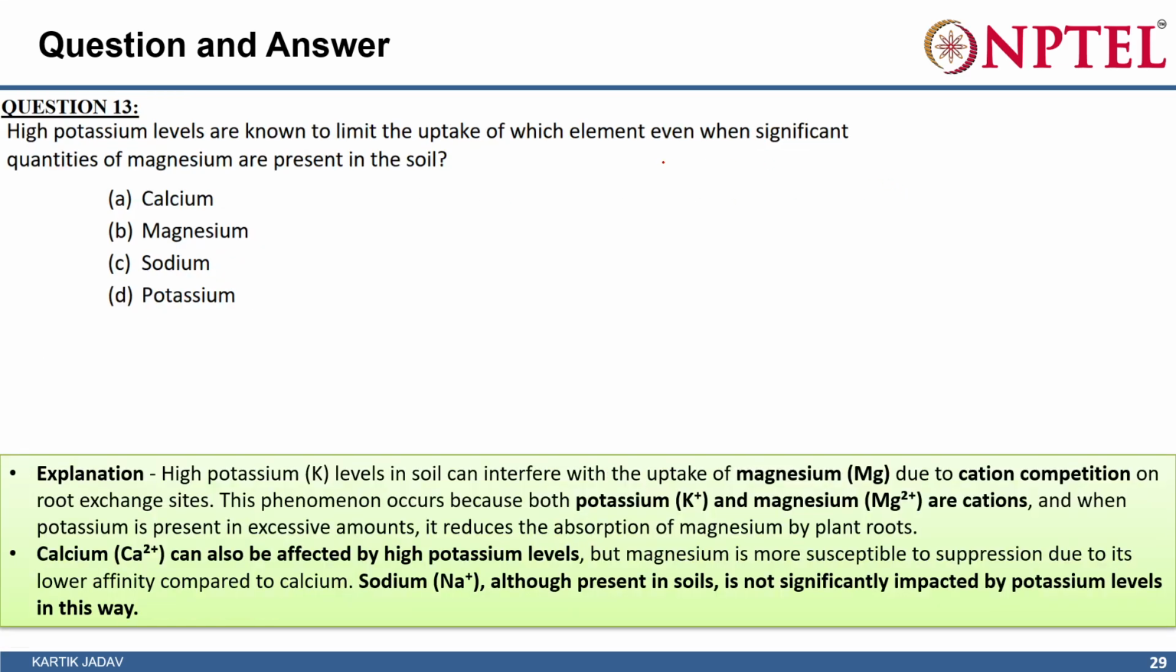Question number 13. High potassium levels are known to limit the uptake of which element even when significant quantities of magnesium are present in the soil. So high potassium levels in soil interfere with the uptake of magnesium, right? Due to cation competition on root absorption sites.